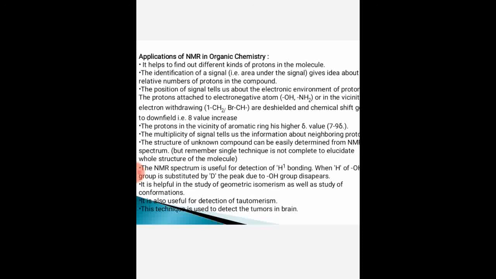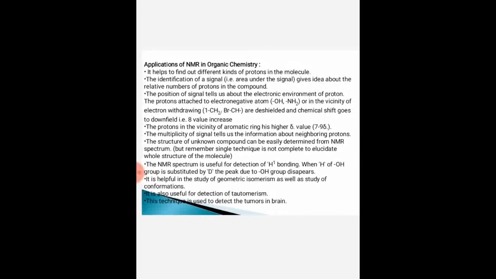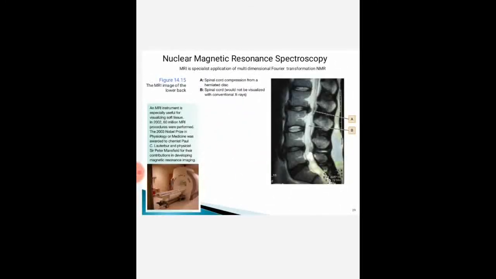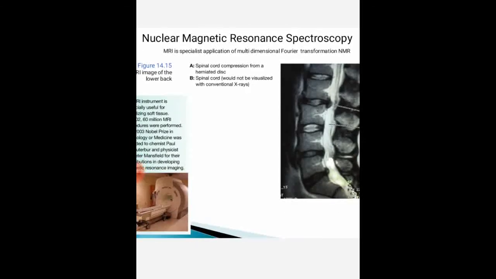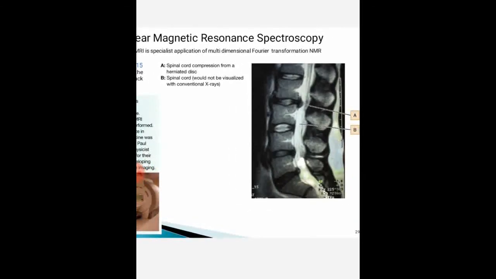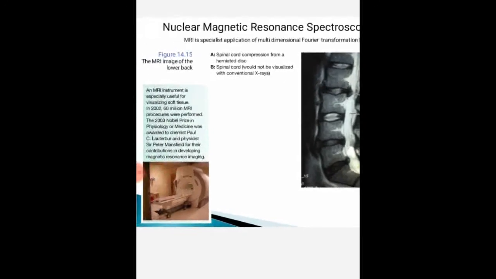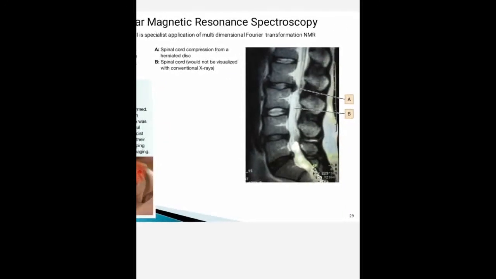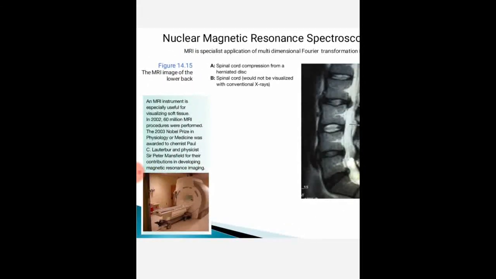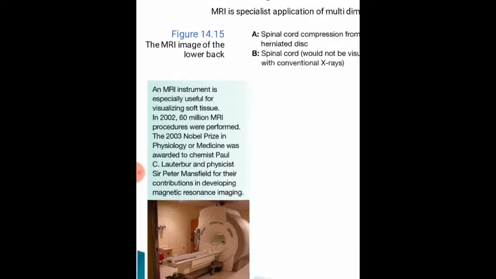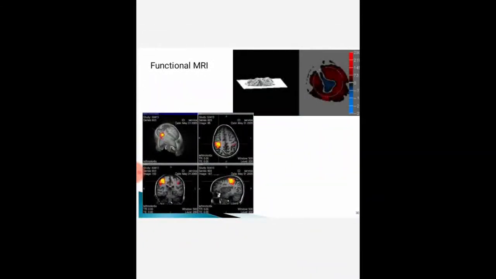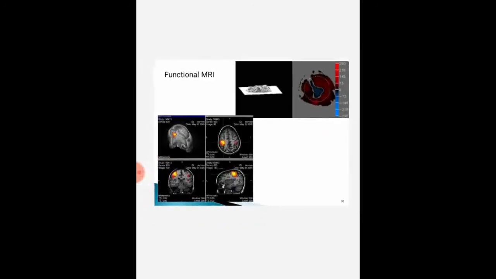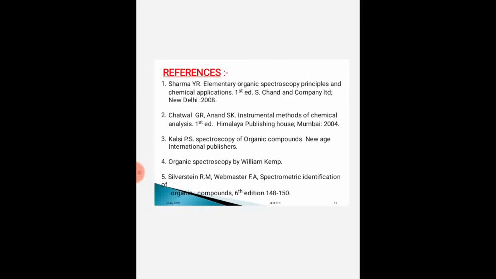NMR spectra are also used in the medical field. See here, the MRI technique used in the medical field. This MRI is a specialized application of multidimensional Fourier transformation. This is the MRI of the spinal cord. This is an MRI instrument. With the help of MRI, we can also identify a brain tumor. And these are the books to refer to for this topic.